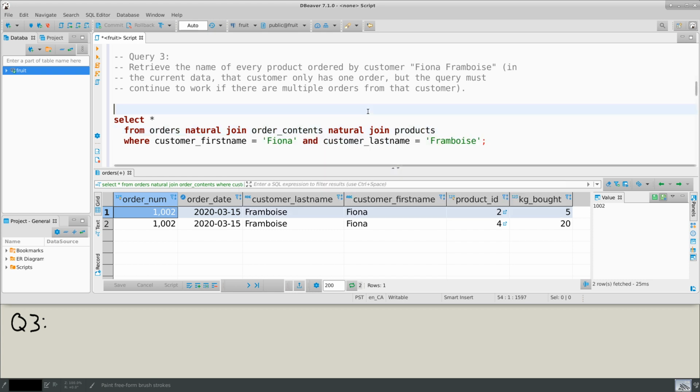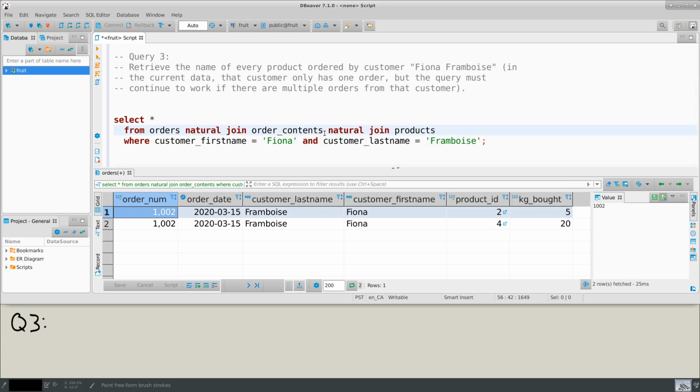Join orders to order contents, join the, and natural join is a two operand operator. By default, the parentheses go in just like addition. We do the first two things first. So we could use brackets if we want. We don't have to. I join all three of them together in that order, and then we'll see what happens.